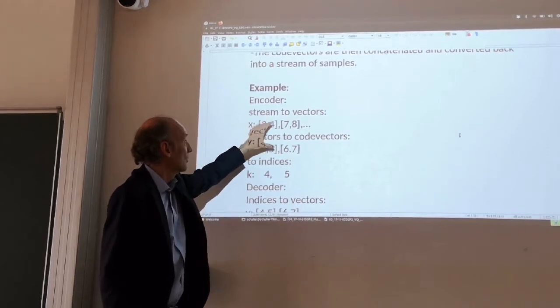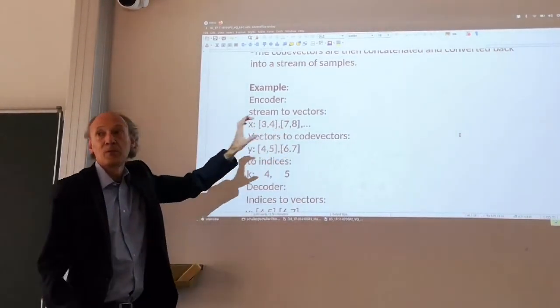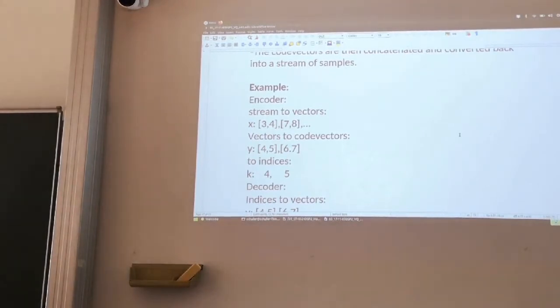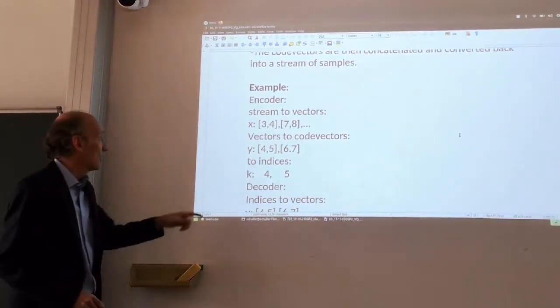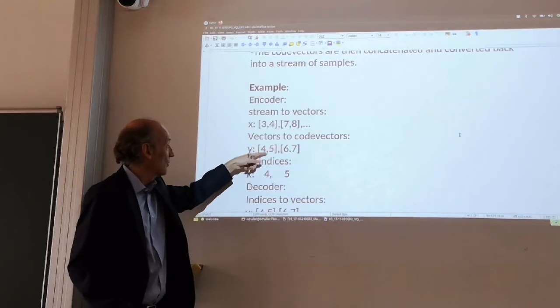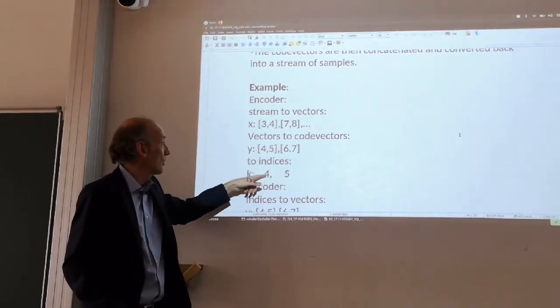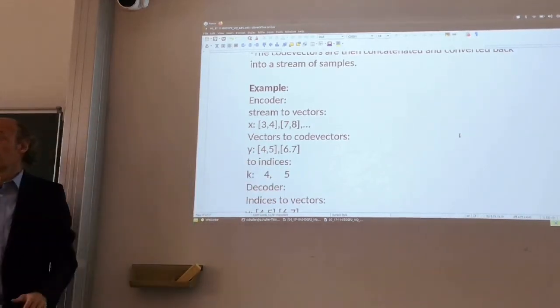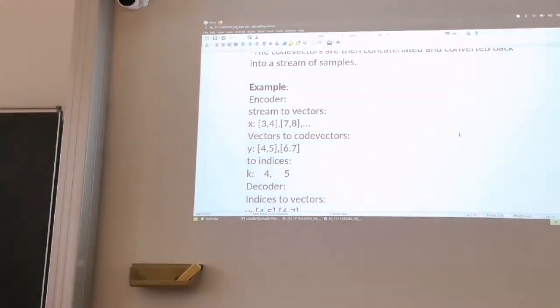You see there is a difference. They are not exactly the same, and this is the quantization error that we made. We still have the quantization error. And these vectors now have indices. So instead of these values, we just transmit those indices, in this case 4 and 5. And these indices are usually much shorter than the vectors itself.